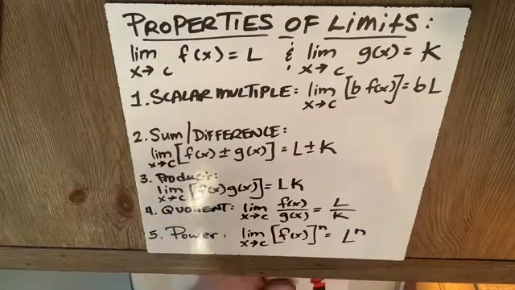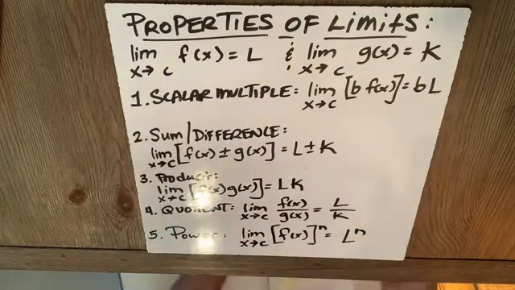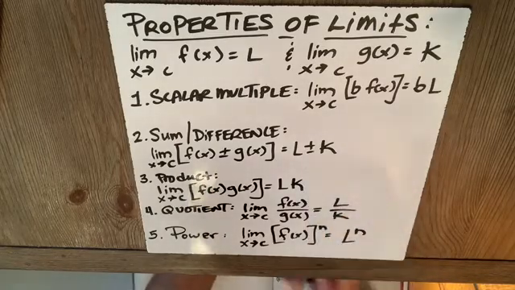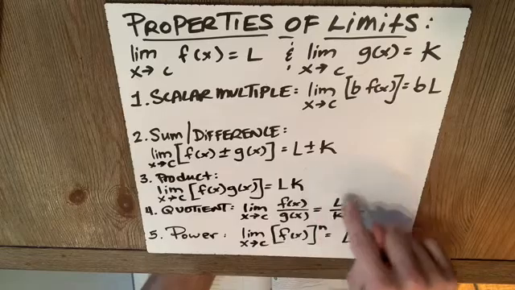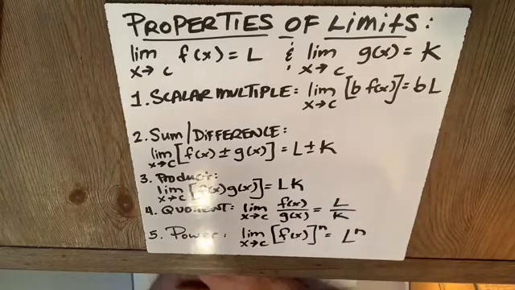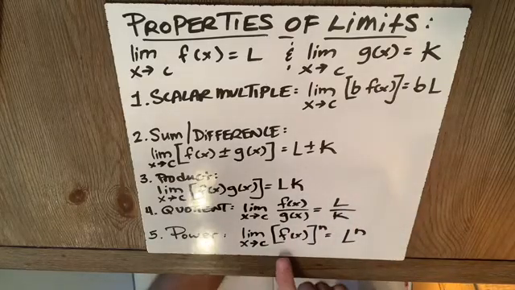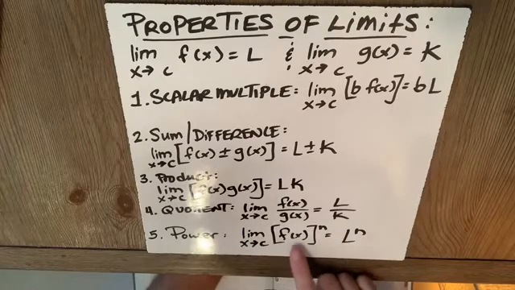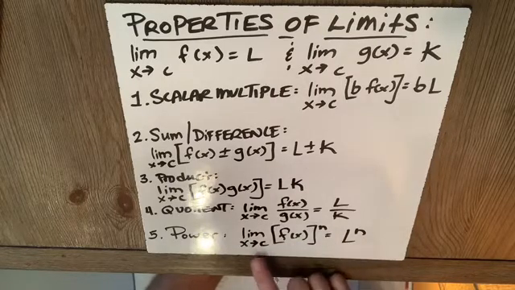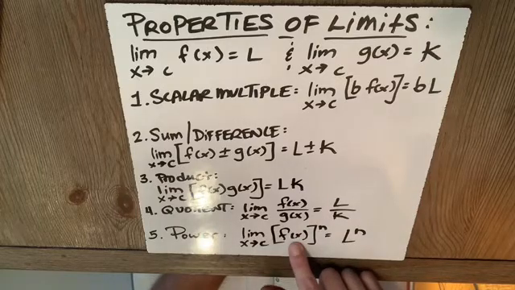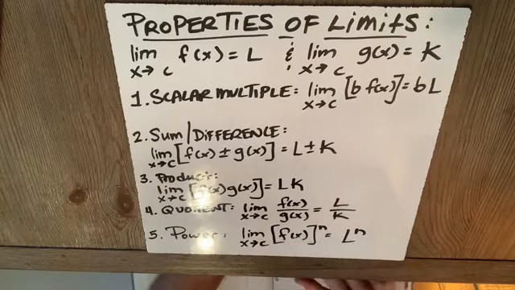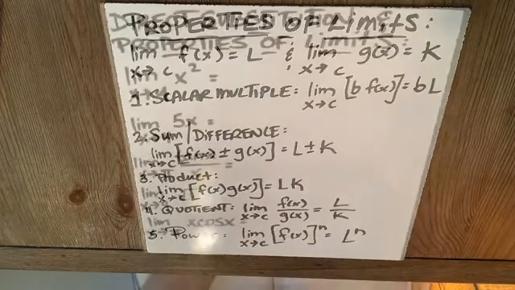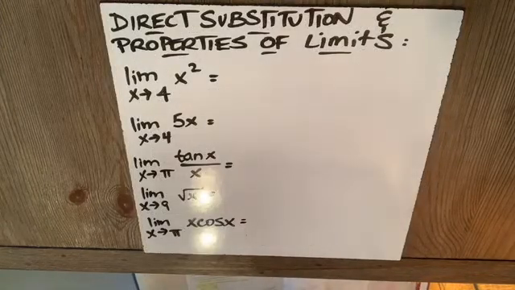Likewise with the quotient, the limit as x approaches c of this function f of x divided by g of x is simply the limit of the numerator divided by the limit of the denominator. And for the power, if I have the limit of f of x to the n as x approaches c, now this is a function raised to a power, well, just find the limit of whatever's in the parenthesis and then raise it to that power. So it's fairly intuitive, I think. Let's take a look at these properties in action.